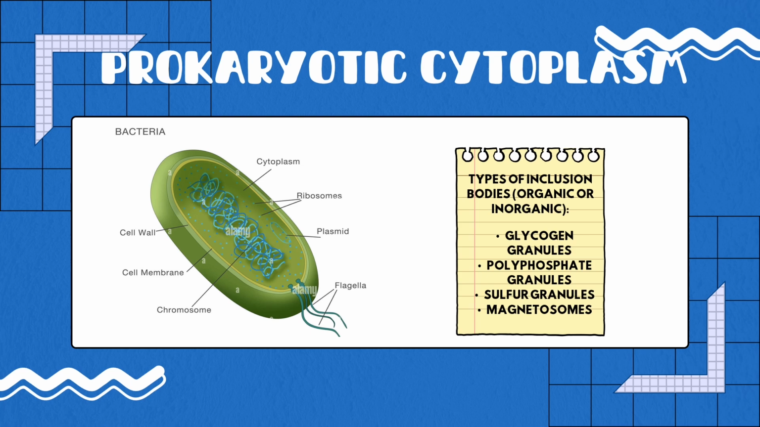So this is just labeled as the chromosome because it's just genetic information that's found in the middle of the cell. And this is for the DNA and the genetic information. Let's talk about the inclusion bodies. The inclusion bodies are just kind of like granules or specks that are found inside the cytoplasm. And as we've mentioned, we have 4 types: glycogen granules for energy, polyphosphate granules for phospholipid and DNA synthesis, sulfur granules for oxidizing sulfur compounds for energy, and magnetosomes are for navigation.